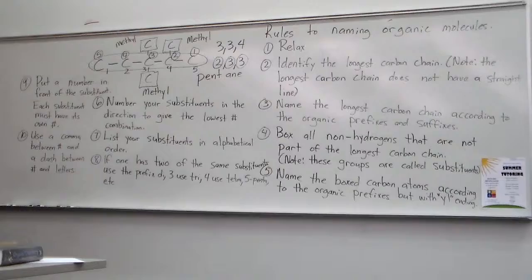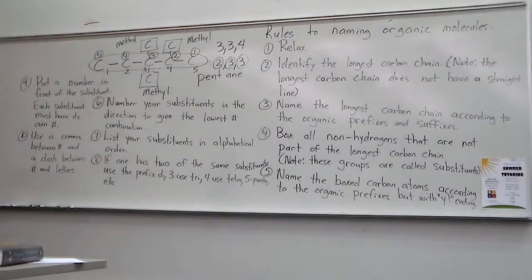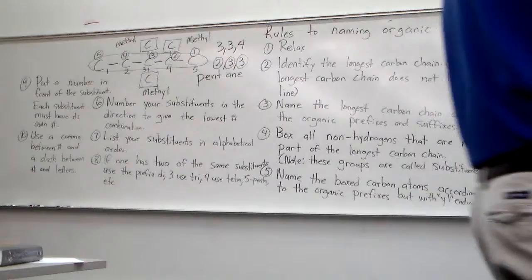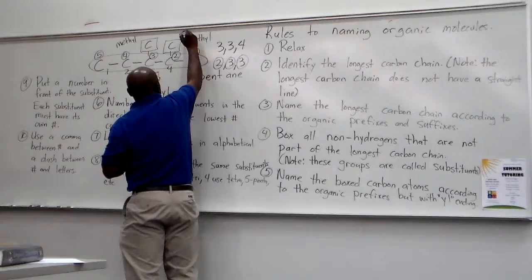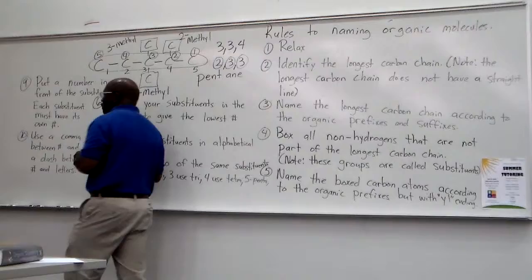Now here, you want to number your molecule in a direction that gives you the lowest number combination. If that was money, $334 versus $233, which one is the lowest amount? 233. So we're going to name the molecule according to the lowest number combination, which is 2, 3, 3. Next to the number, for the first, we got a 2 for this methyl, a 3 for that methyl, and a 3 for the other methyl.